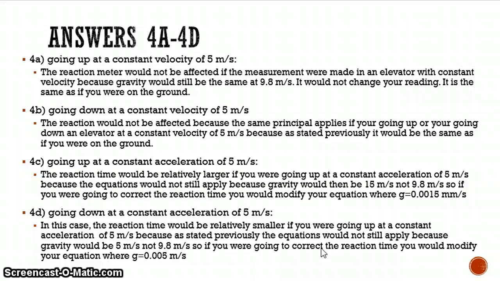If you're going down at a constant acceleration of 5 meters per second squared, in this case the reaction time will be relatively smaller, because as stated previously, the equation will still not apply, because gravity would be 5 meters per second squared, not 9.8. So if you're going to correct the reaction time, you will modify your equation where g is equal to 0.005 meters per second.